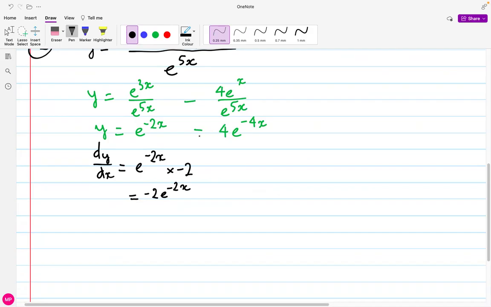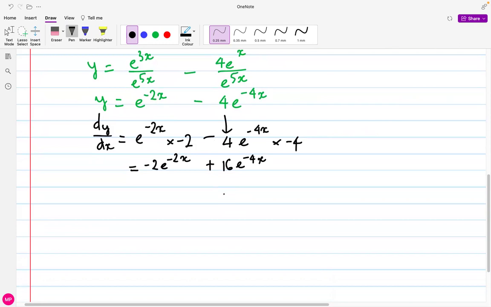Okay. Minus 4 is a coefficient, just bring it down, and I use the formula to derive this. So e to the power of negative 4x, and then you times by the derivative of the top, which is negative 4. So negative 4 times negative 4 is positive 16, e^(-4x). There you go. And you can leave the answer like that.